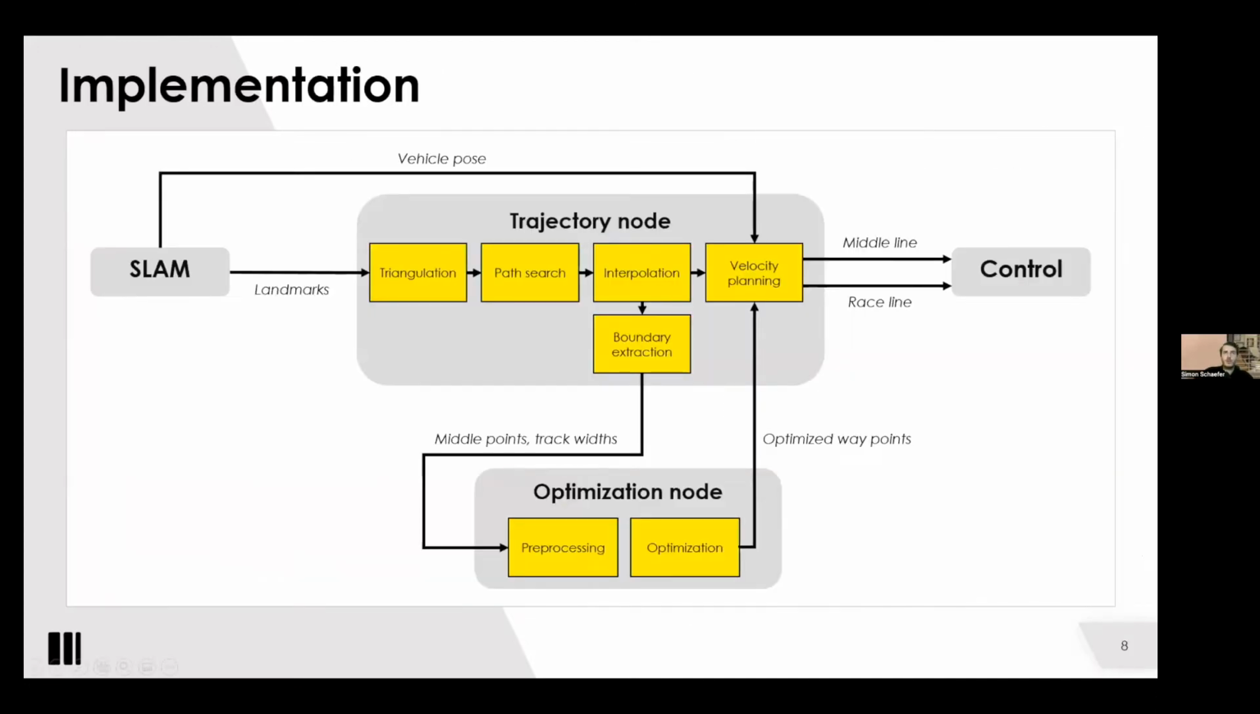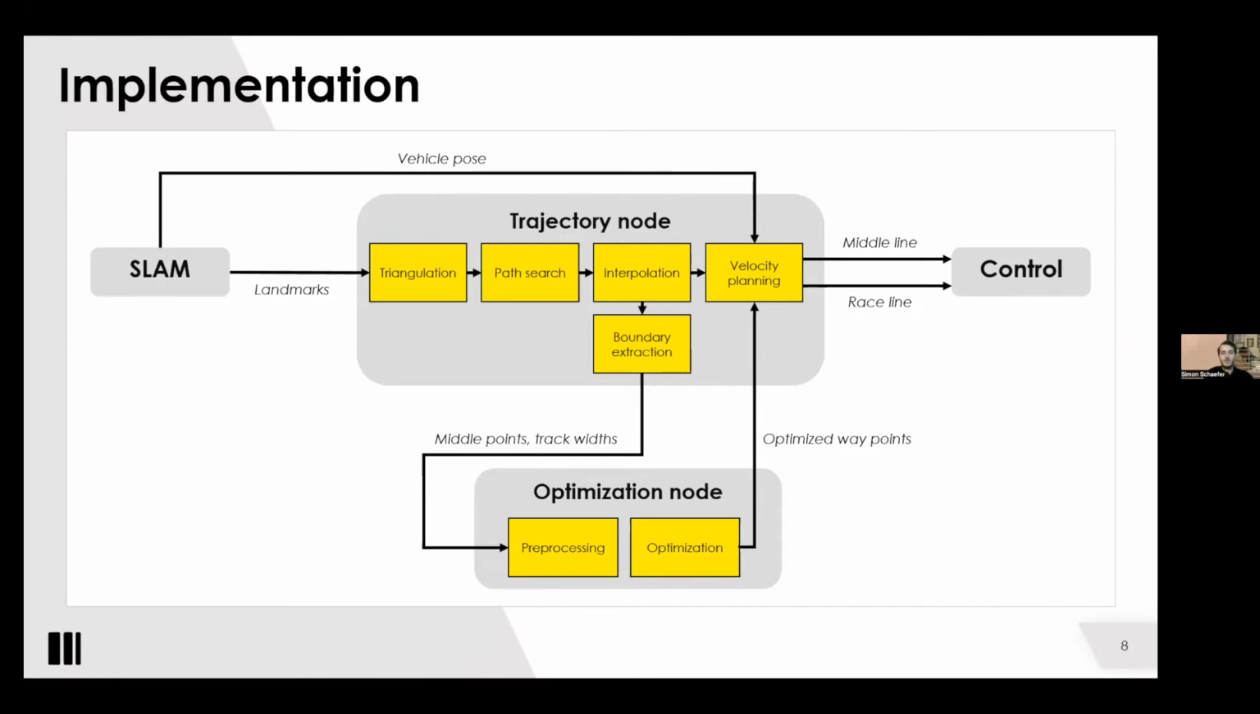And for the trajectory part, you take the landmarks as they are, perform a Delaunay triangulation with a divide and conquer approach. Perform a path search, so you try to recognize the track boundaries, and from the track boundaries, you can get the middle points of a track, perform an interpolation between these points, and then you get the middle line of the track. The middle line is, of course, for a race car, not enough.